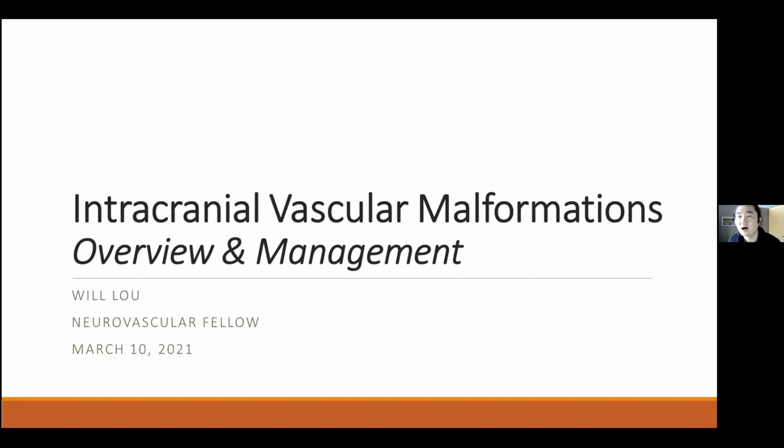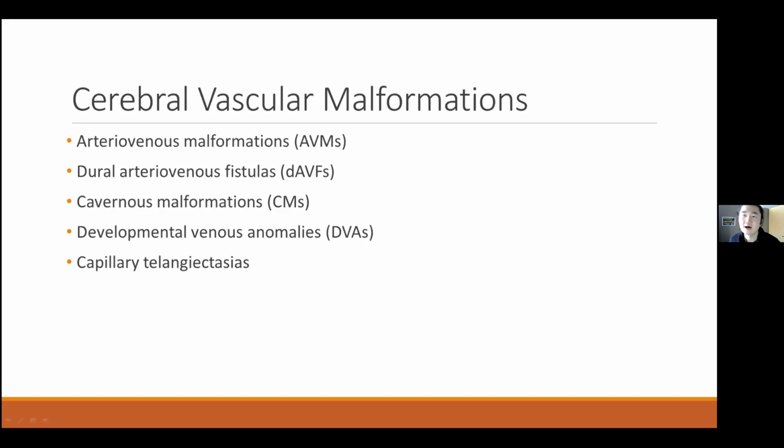So these are the 5 I'll be reviewing: arterial venous malformations, or AVMs for short, dural AV fistulas, cavernous malformations, or CAV-MALs for short, developmental venous anomalies, or DVAs for short, and finally capillary telangiectasias. Each is an interesting topic worth several hours in and of itself. But for the sake of time, I'll take a sampling approach to the main concepts behind each that are helpful from a clinical viewpoint of a neurologist.